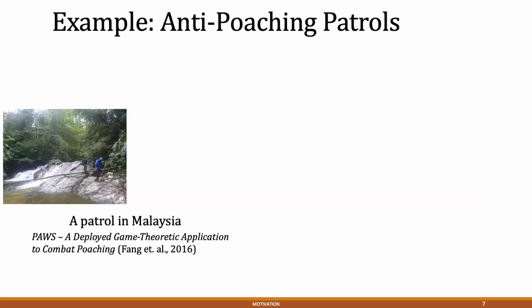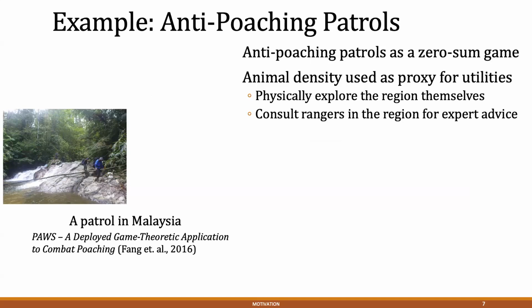So here's an example of what actually happens. This is an example of anti-poaching, and this was done by my advisor many years back in 2016. Here, what they're trying to do is to model this as a game between two players, a patroller and a poacher. And what they do here is to try to use the animal density in a particular area as a proxy for the utility in that area. So how do you get this animal density?